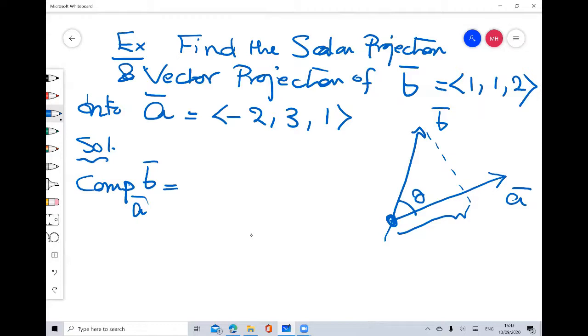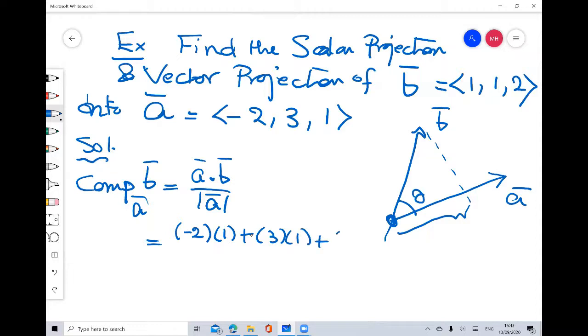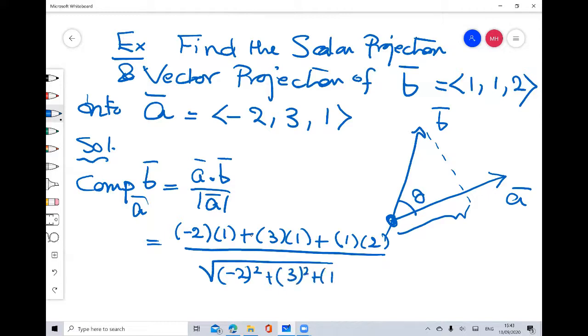So the component of B along A, the formula, let's rewrite it here, is A dot B over magnitude A. It is equal to the dot product of these two vectors in front of us, which will be negative 2 times 1 plus 3 times 1, this is the dot product between A and B, plus 1 times 2, over the magnitude of A, which is the square root of negative 2 squared plus 3 squared plus 1 squared. That is equal to, these will cancel out, I'll end up with 3 over root 14. This is the length of the projection of B onto A.